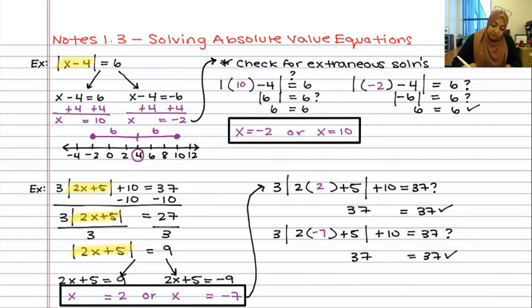But again, let me remind you, an absolute value expression can never be negative. And so if, after it is isolated, the absolute value bars end up equaling a negative number, that means there is no solution.